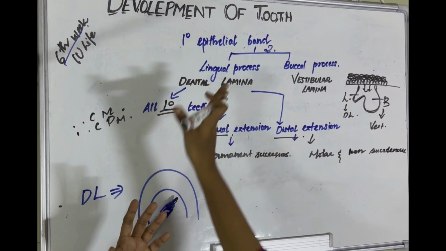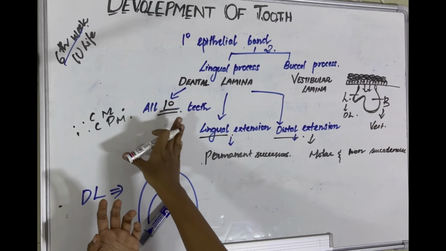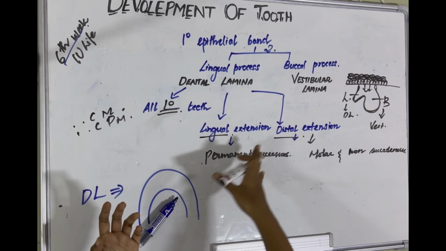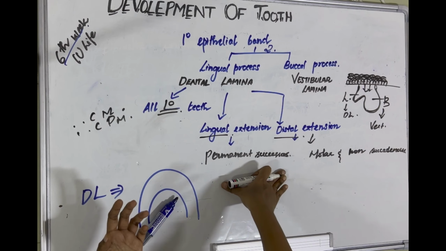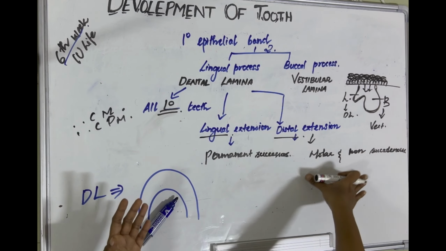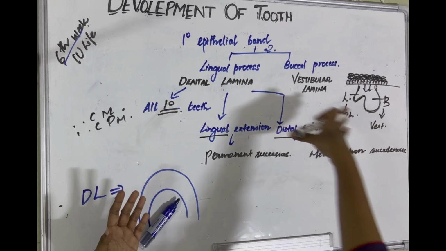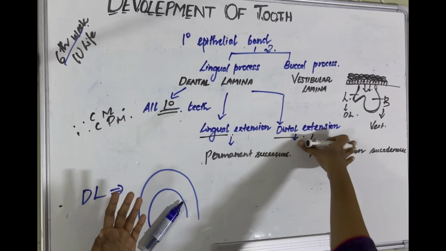So dental lamina will give rise to all the primary, all the deciduous teeth. Then for permanent, we have another extension. A lingual extension will develop which gives rise to all the permanent successors. And for molar and non-succedaneous teeth, we will have a distal extension.